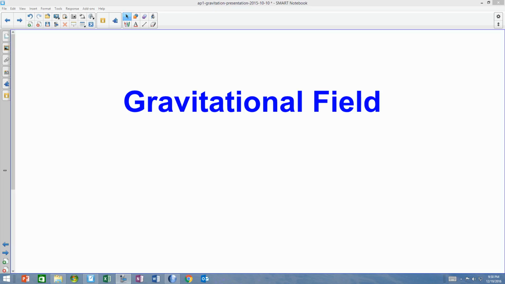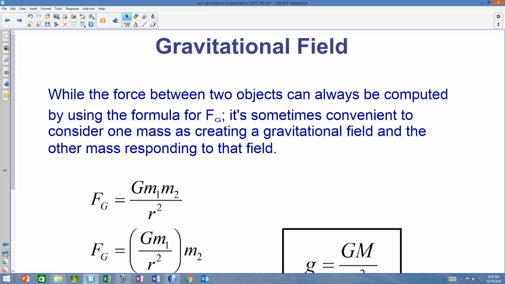In this video, we're going to talk about gravitational fields. While the force between two objects can always be computed by using the formula for the gravitational force, it's sometimes convenient to consider one mass as creating a gravitational field and the other mass responding to that field. In our material so far up to this point, that gravitational field would actually be the acceleration due to gravity, or the lowercase g. So let's take a look at how we end up getting that.